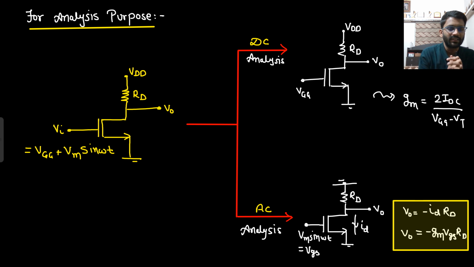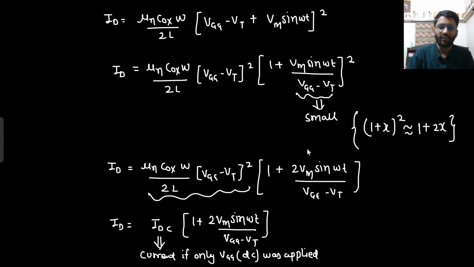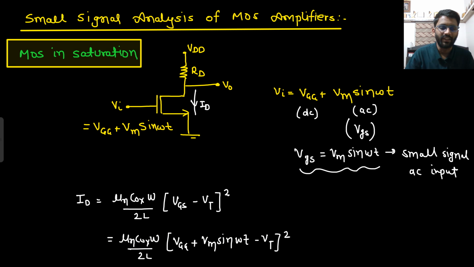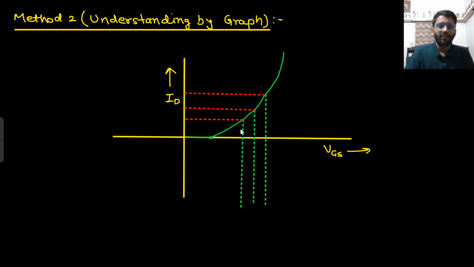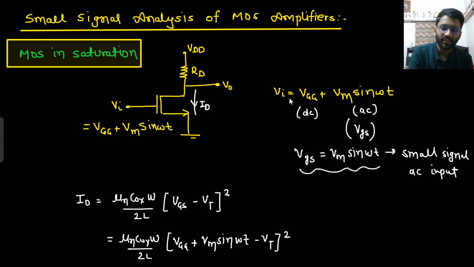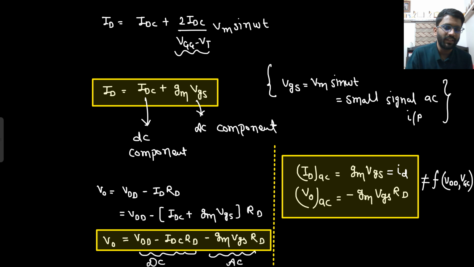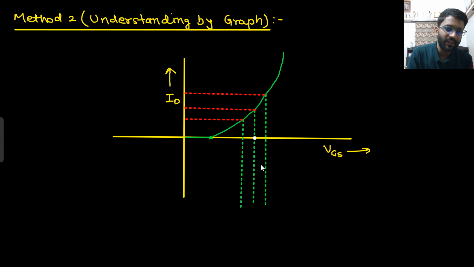Are you able to understand this complete analysis? Now, everything we did here, all the equations we have applied, we could understand with a simple graph as well. How could we understand? This is our input, VGS is our input. Input is some DC supply plus superposition of AC.